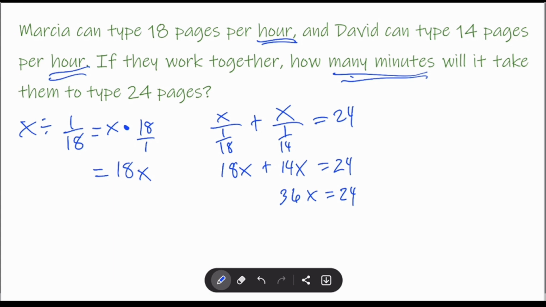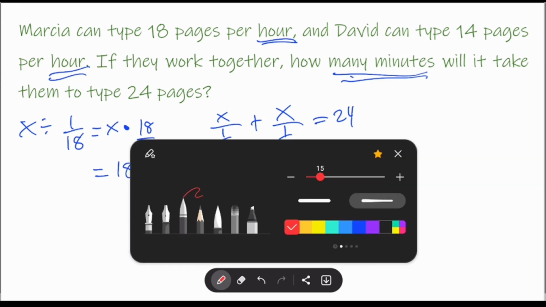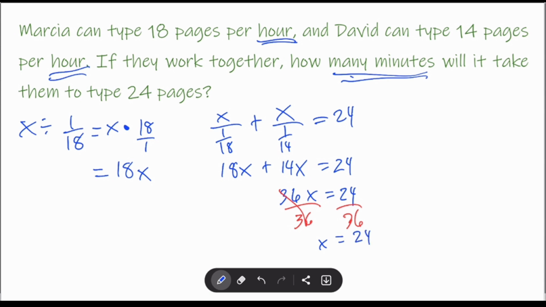And then you divide both sides by 36, so that it's only x left on one side. So we have x is equal to 24 over 36. But you can reduce it. Oh wait, this is not 36. It's 32. So we divide 32 on both sides. Alright, so let me correct that first. So it's 32, and I'm going to reduce it by dividing by 8. So 24 divided by 8 is 3, and 32 divided by 8 is 4.